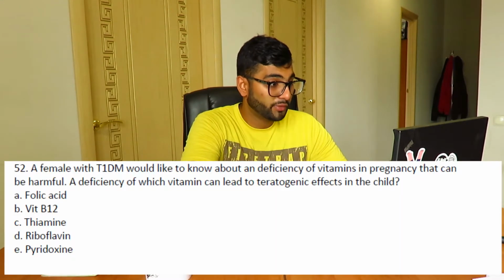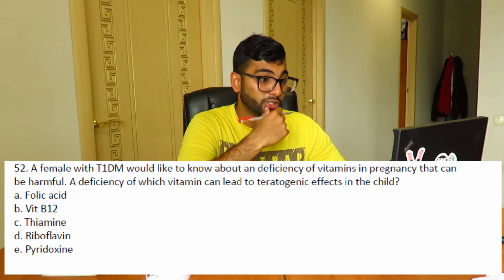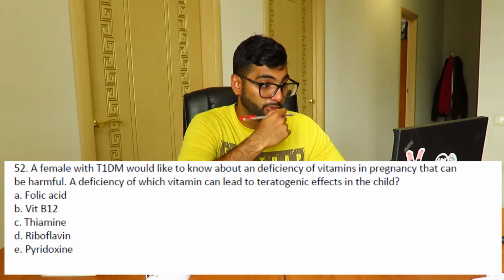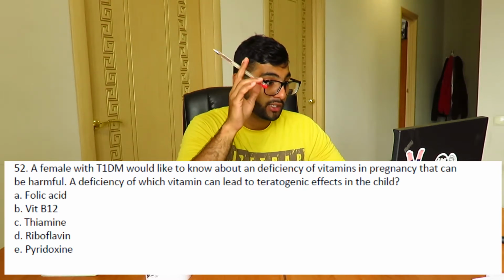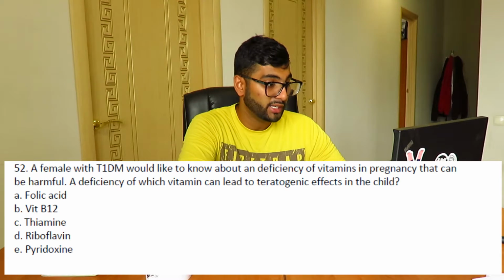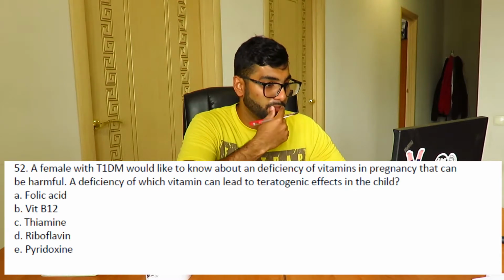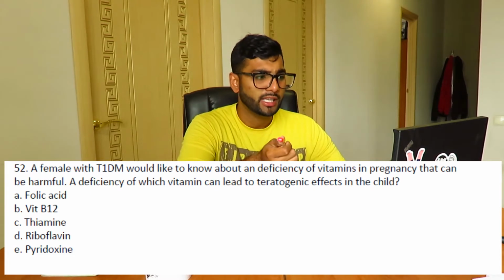I'm going to put the question over here and I'm going to try and answer the question without looking at the answer. So the question is, a female with type 1 diabetes mellitus would like to know about a deficiency of vitamins in pregnancy that can be harmful. A deficiency of which vitamin can lead to teratogenic effects in the child? A. Folic acid, B. Vitamin B12, C. Thiamine, D. Riboflavin, and E. Pyridoxine.